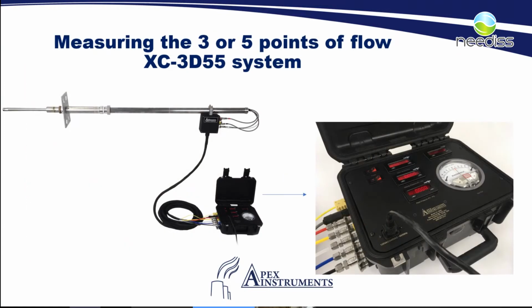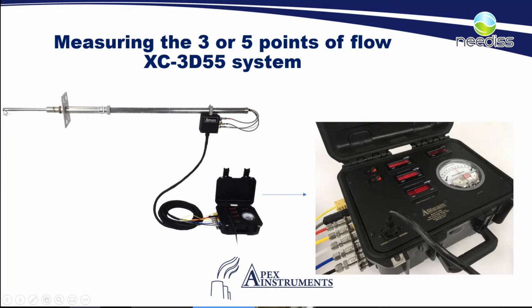So most of you may be thinking now, we've gone from a 2-position or 2-measurement S-type pitot, measuring 2 points, to 3 points or 5 points. How do we go about measuring all of that information? So we have 2 options that would be available in this typical situation. It would be our manual XC3D55 system. And as you can see here, we would have at the front of our probe our 2-dimensional or 3-dimensional pitot.